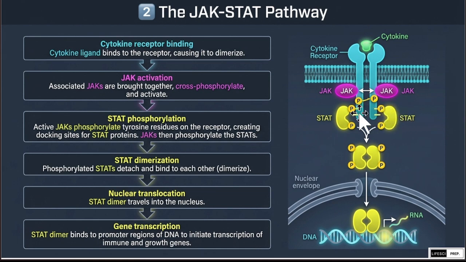After the activation of STAT, that is through the phosphate groups that have been sent from JAK to activate the STAT, they get dimerized and travel to the nucleus through the nuclear pores. After entering the nucleus, it binds to the DNA and initiates the transcription of immune and growth genes.